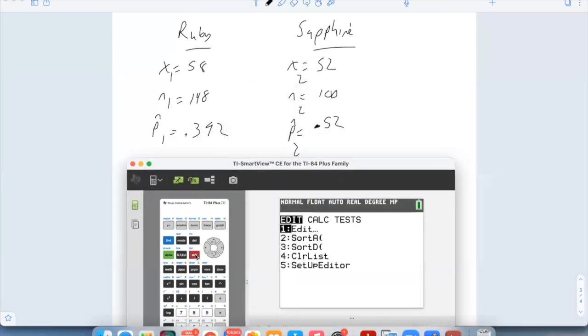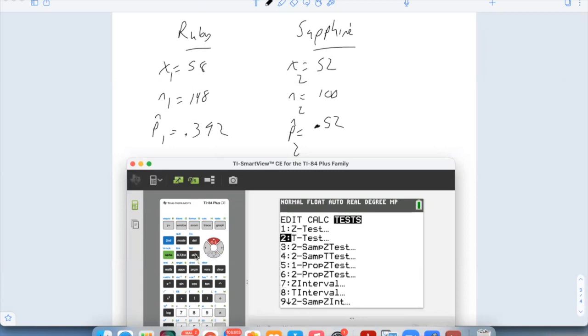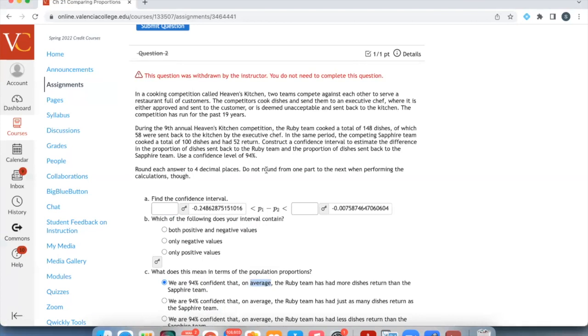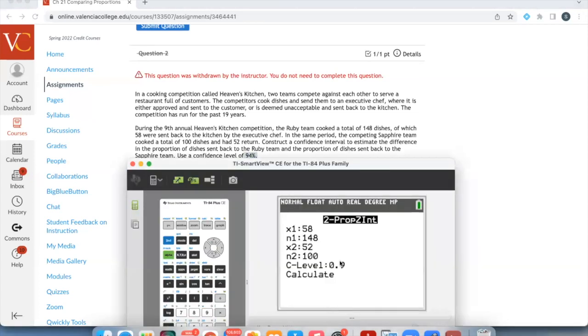So we're going to go stat, over to tests, and down to B. You can go up also, either way, it cycles around. All right, so what we got? 58, 148, 52, and 100. And I don't remember. I'm just going to look here. 94, what a weird confidence level. 94%, 0.94. We hit calculate, and we're done.